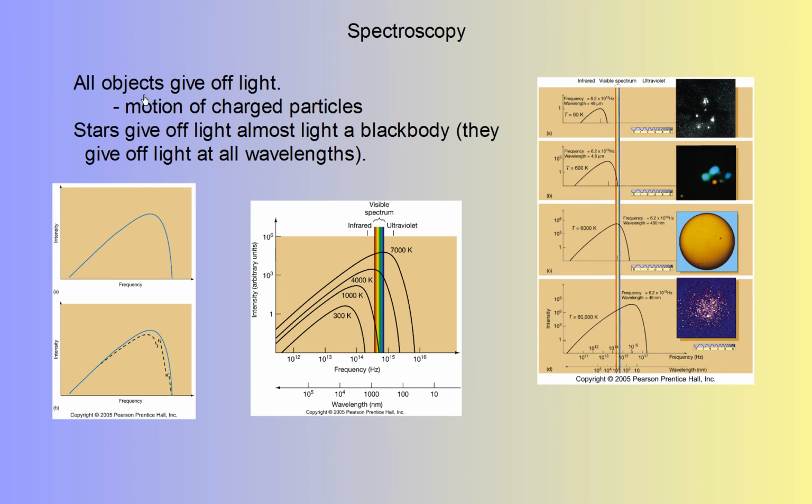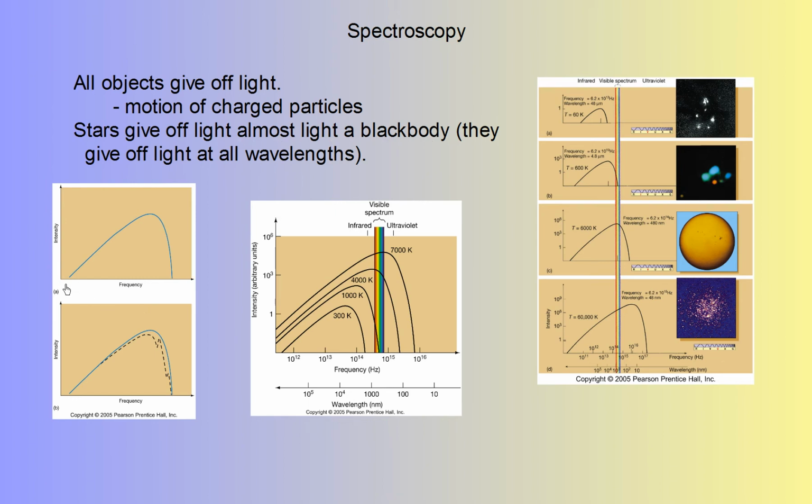So all objects, you, me, the chair you might be sitting on now, or the floor you're standing on, anything gives off light because everything contains electrons that are bumping into each other and accelerating. Some objects don't give off what's called blackbody light, meaning light at all wavelengths. Some objects do, as we're going to learn the difference between the two. Stars, though, do give off light almost like a black body. So what is a black body?